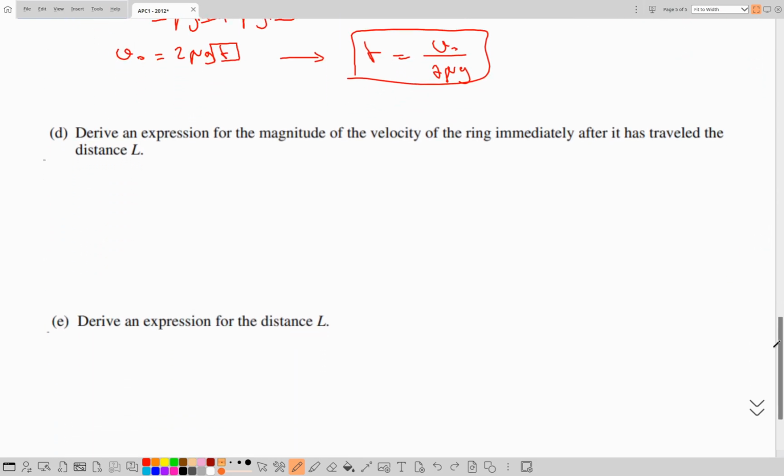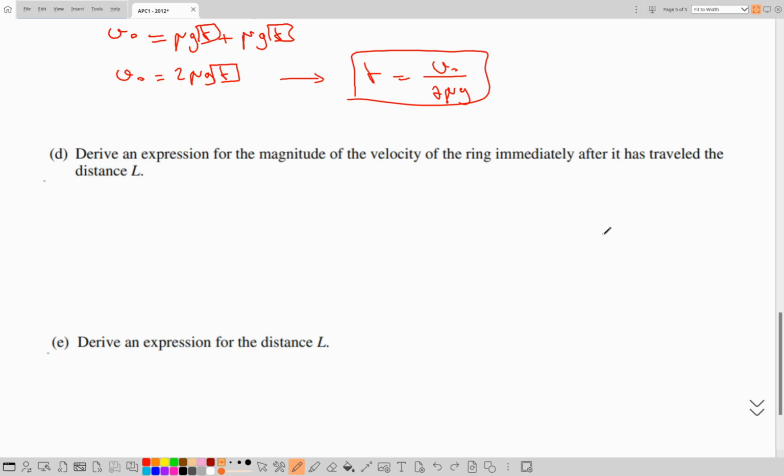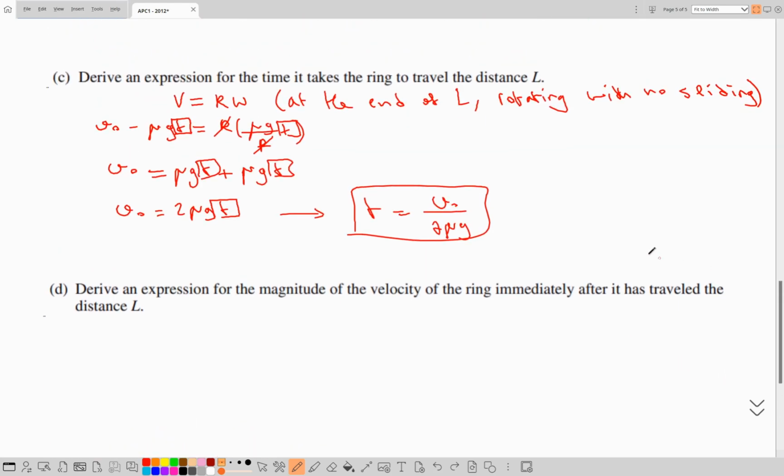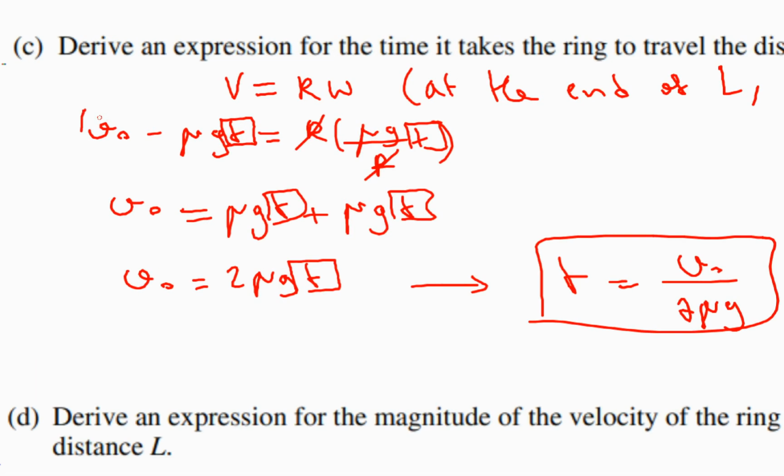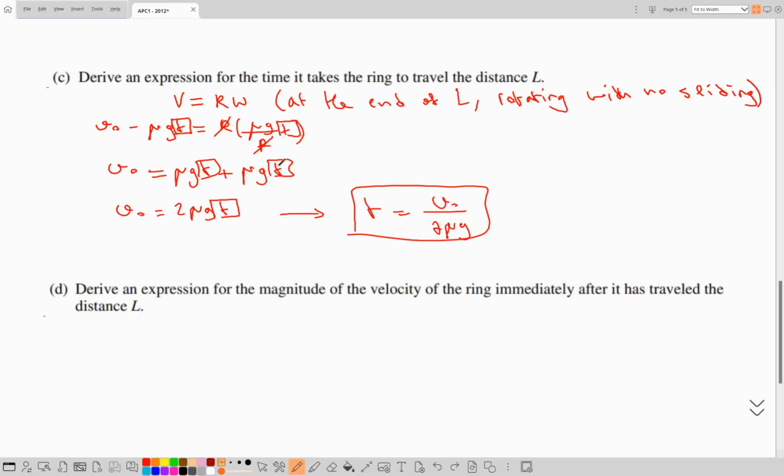Now in part D, derive an expression for the magnitude of the velocity of the ring immediately after it has traveled the distance L. This is straightforward. We know the velocity as a function of time, and we have the time, so we can simply replace this time in the function for the velocity and derive the expression. Now V is given by V0 minus mu g t. I repeat that this is only valid from 0 to L, including L. For this reason we can replace the time.